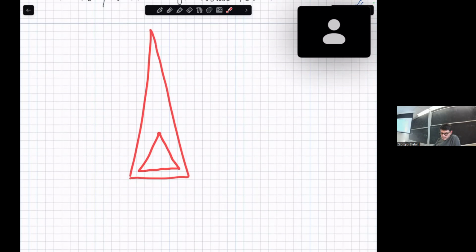So in this way, I believe that the monotonicity is true, because if one is very small and the other one is very big, it will be true.